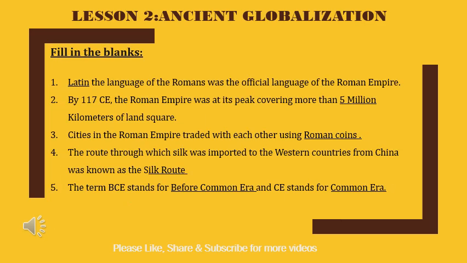Fill in the blanks. Latin, the language of the Romans, was the official language of the Roman Empire. By 117 CE, the Roman Empire was at its peak, covering more than 5 million square kilometers of land. Cities in the Roman Empire traded with each other using Roman coins. The route through which silk was imported to the Western countries from China was known as the Silk Route. The term BCE stands for Before Common Era and CE stands for Common Era.